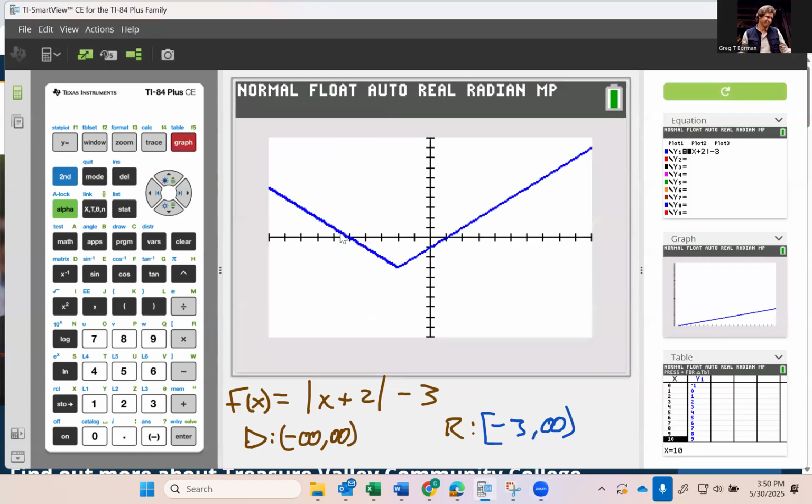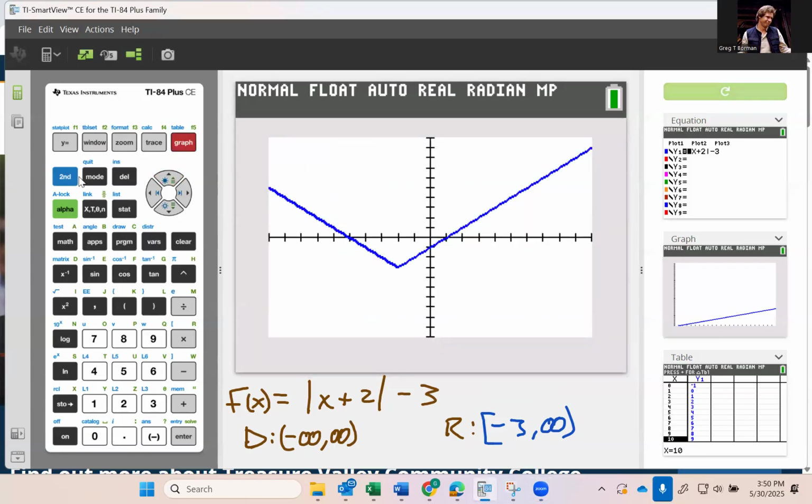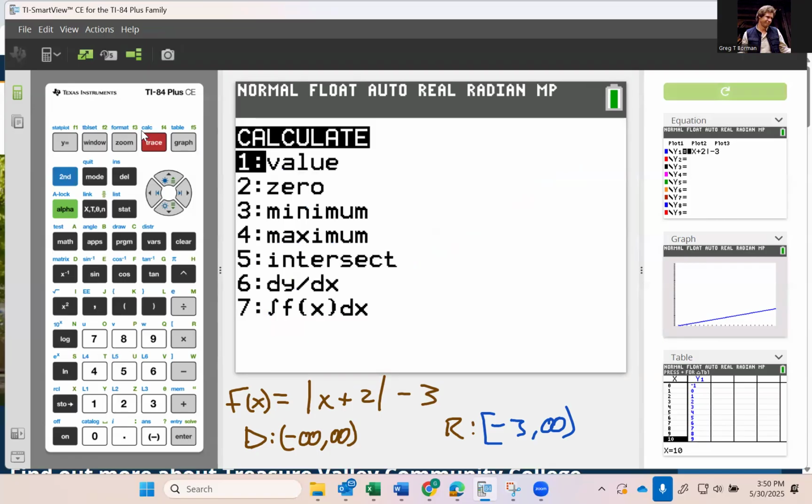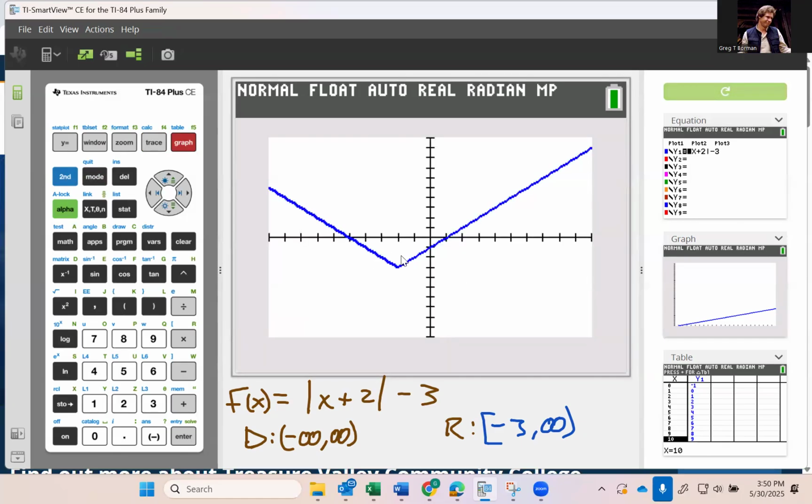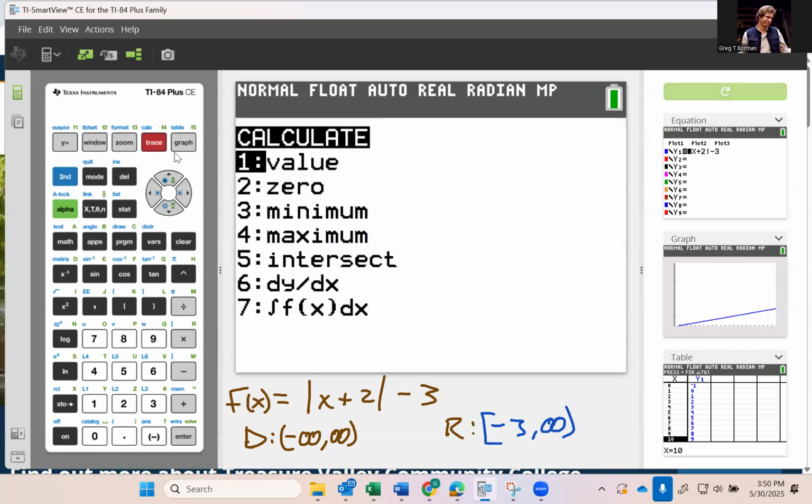Another thing on the graph, and this is really handy for domain and range, is you can go second trace to the calc menu. I don't know why they call it that, but whatever. And you can use either minimum or maximum. So we know that this point right here, the vertex, is the bottom of the graph. So we know the range is going to start there and go up to infinity. But what height is that? Well, it's the bottom of the graph. It is the minimum point of the graph. So we're going to choose minimum. If it was the top of the graph, we'd choose maximum, but not the case this time.